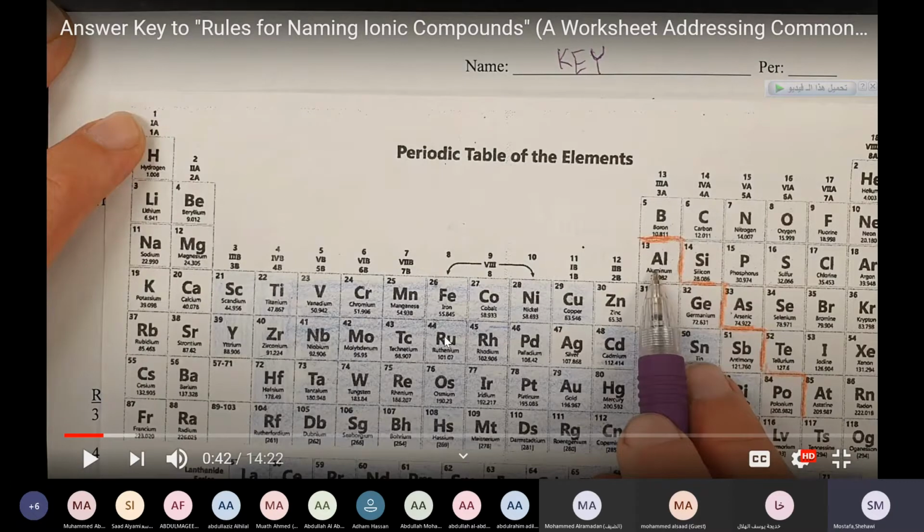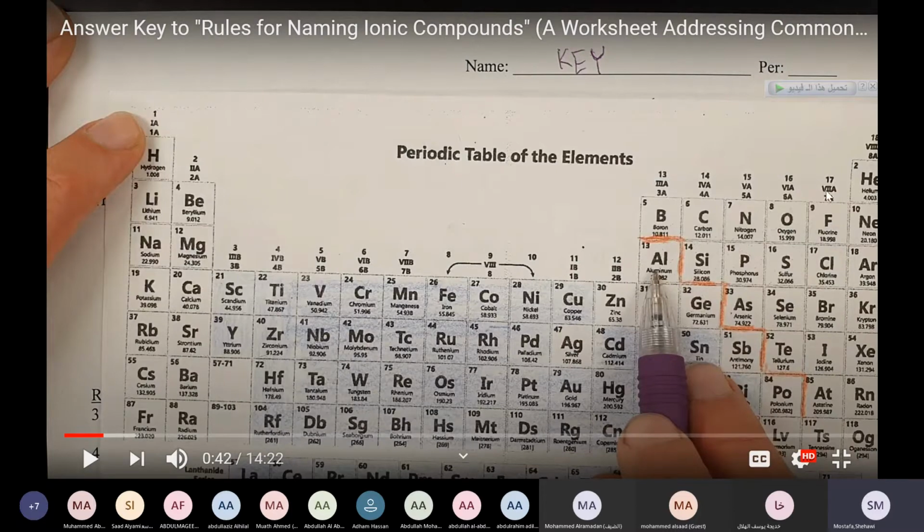Here, transition elements may have more than one valence number or oxidation number. We will see this later. But for metals, groups 1A, 2A, and 3A have a fixed oxidation number. Group 1A has +1, except for hydrogen, which is a non-metal. Group 2A is +2, group 3A is +3.